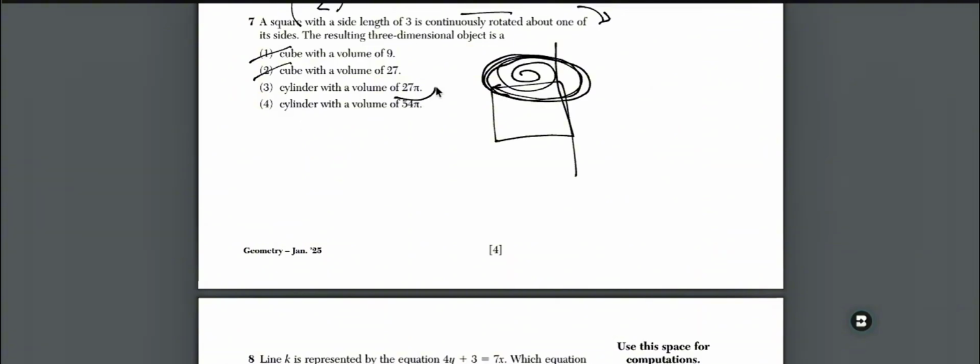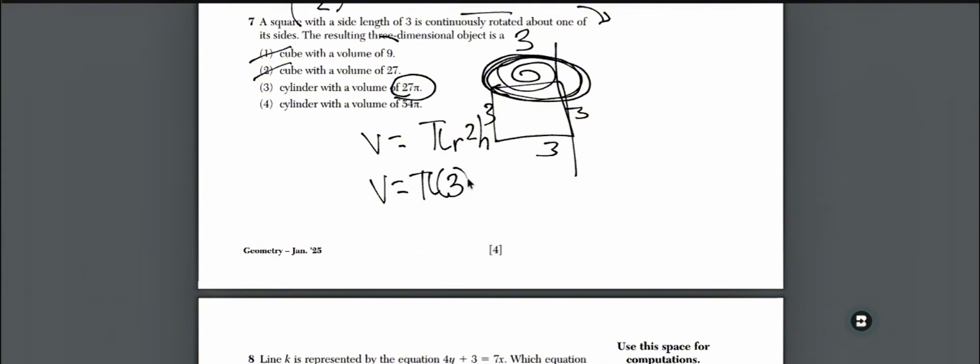Now when it comes to my volume, the volume of a cylinder is V equals pi r squared h. Okay? So a square has equal sides. So it has a 3 here, a 3 here, a 3 here, and a 3 here. So the radius is going to be 3. Okay? My height is also going to be 3.